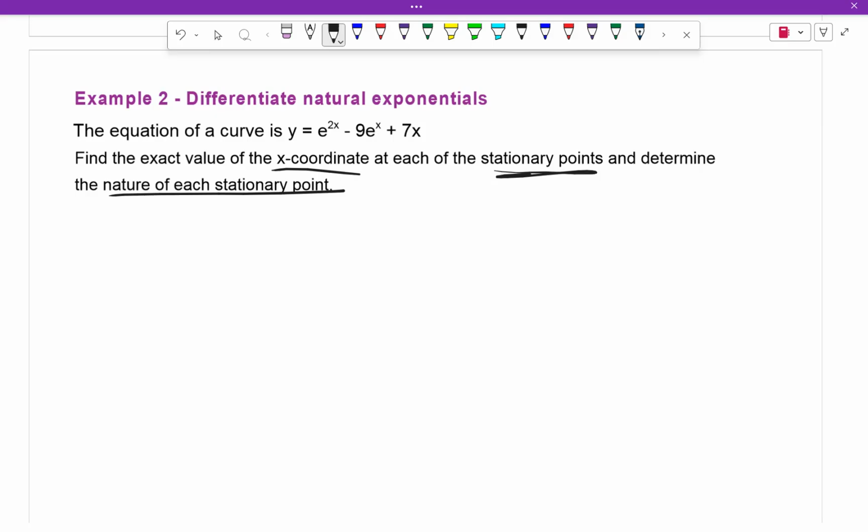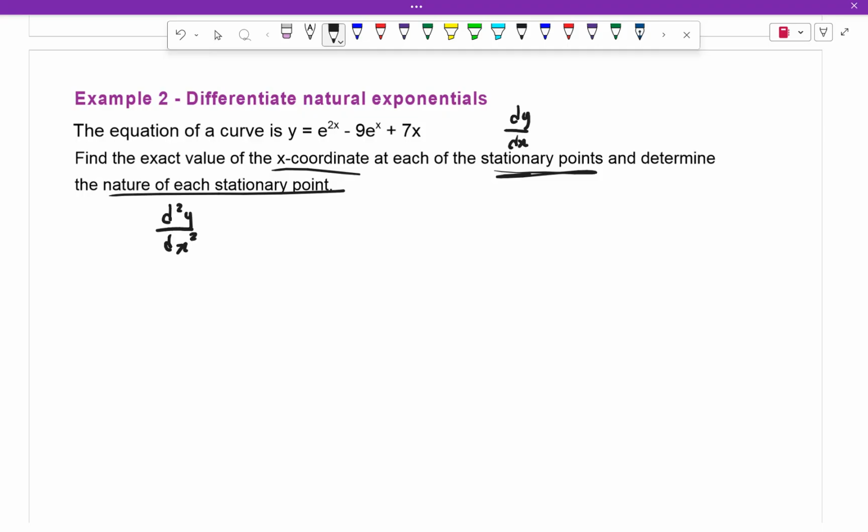One is the coordinate. The second one is the nature, which means whether it is positive or negative, which we will talk about. Stationary point, we know we're going to use dy/dx. For the nature, we will need to use the second differentiation. Okay, right, let's have a look.